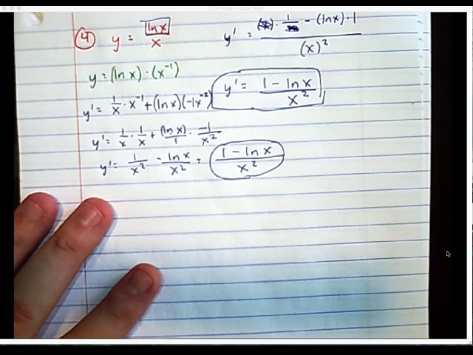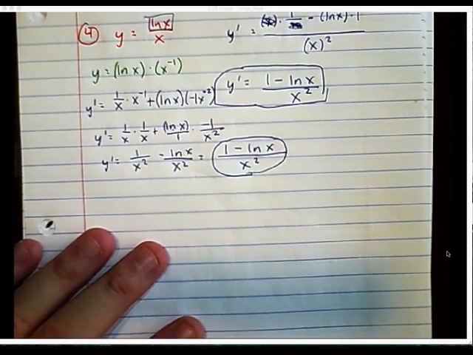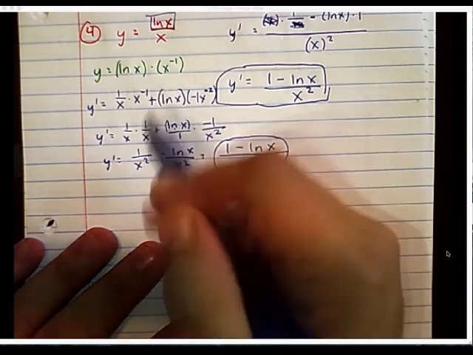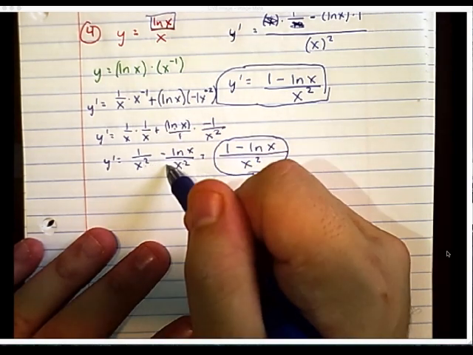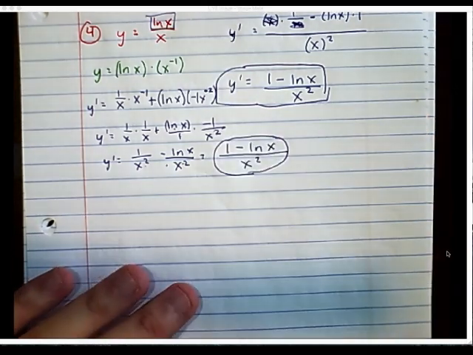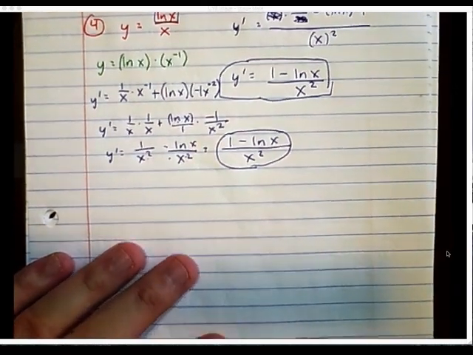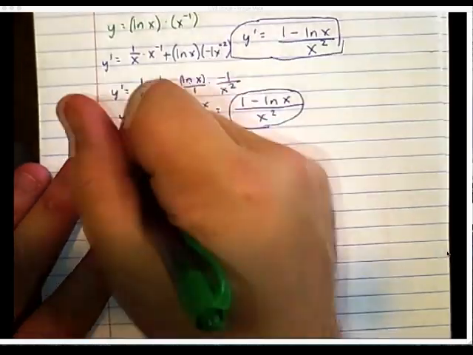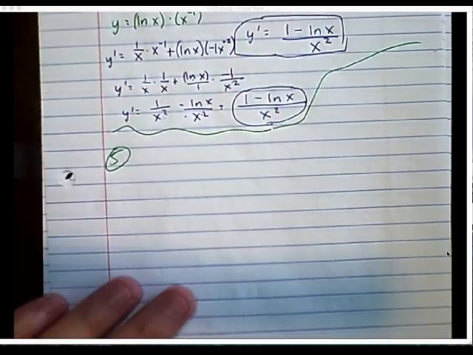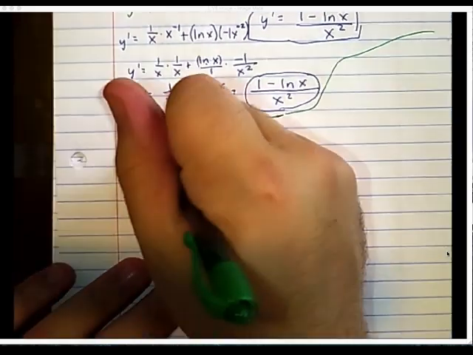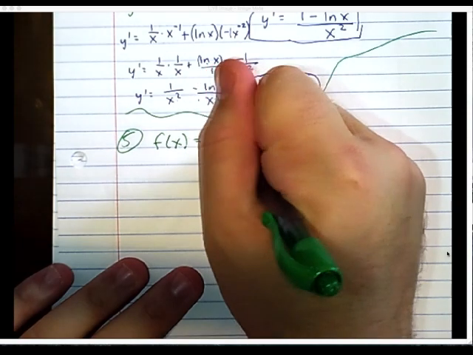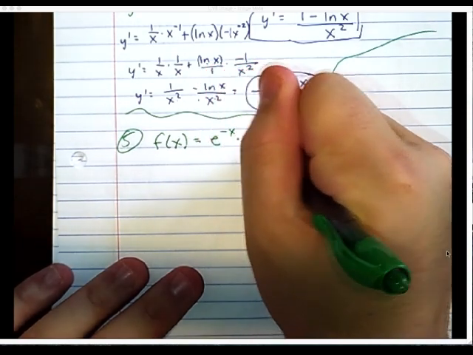So either way you choose to do it, using the product rule or the quotient rule, you should come out with the same answer. Now if these did not have the same denominator already, then you would have to get a common denominator before you combine. Let's try number 5. Number 5, it says differentiate, which means take the derivative, e to the negative x times ln of 3x squared.